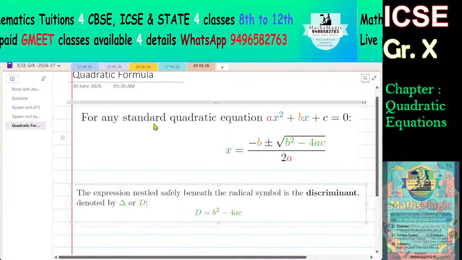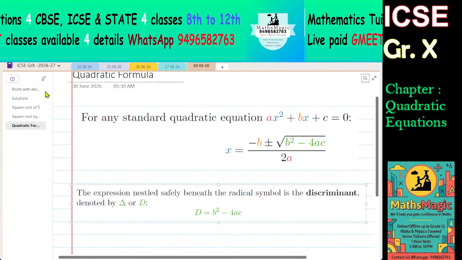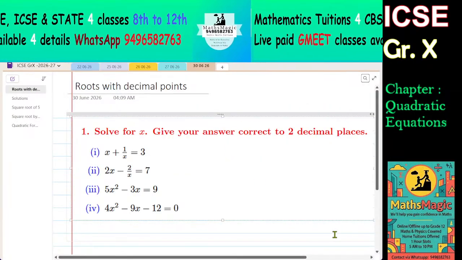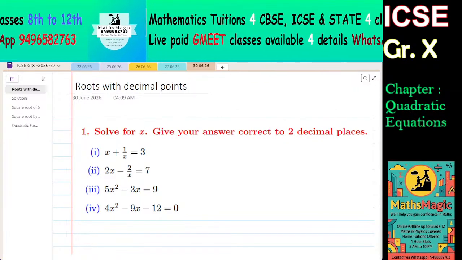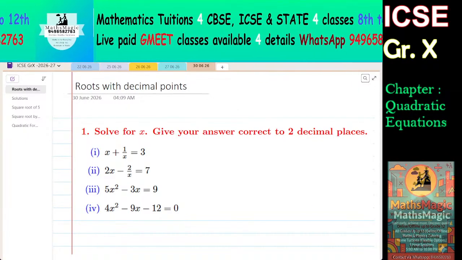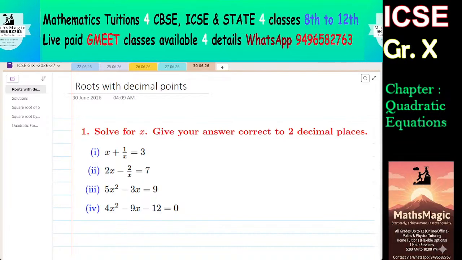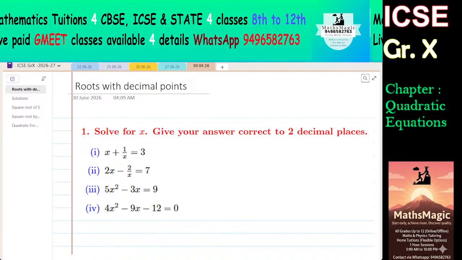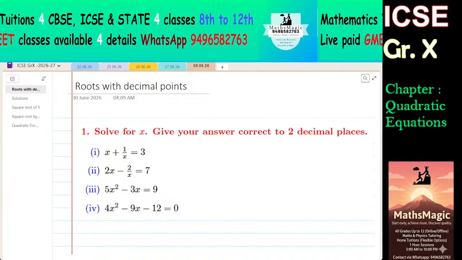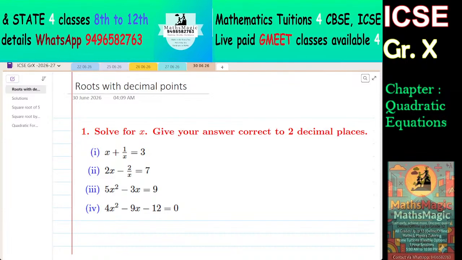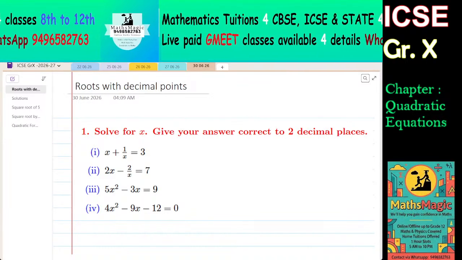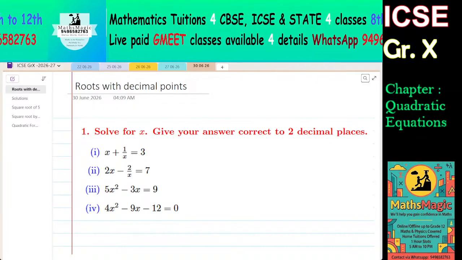So now you have the formula. We need to make quadratic equations from these equations that I have given you. You need to use the quadratic formula, and then you need to substitute.